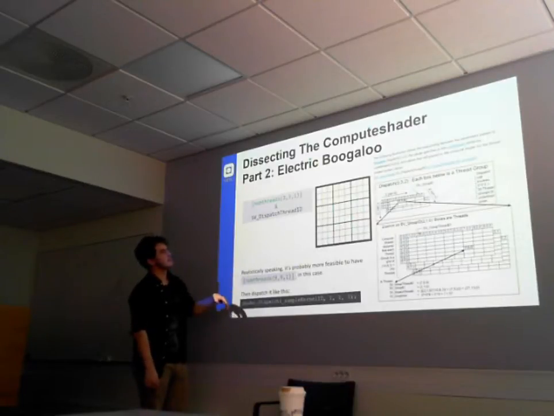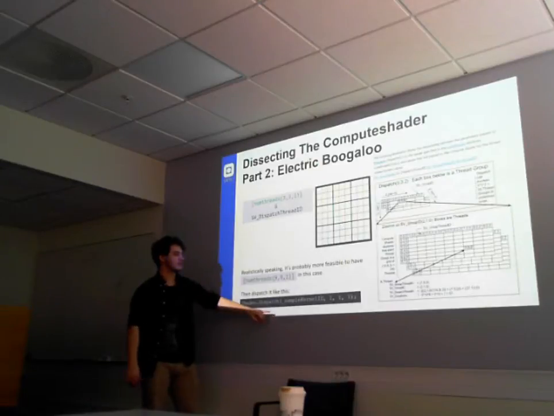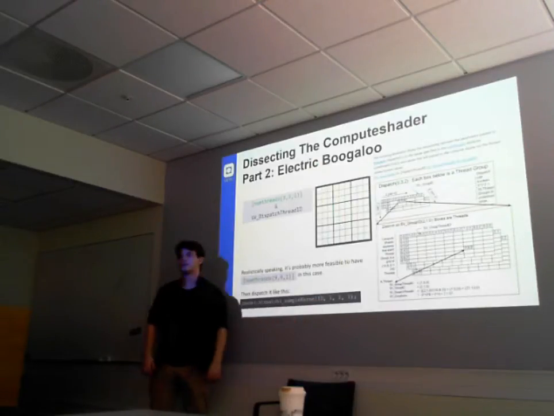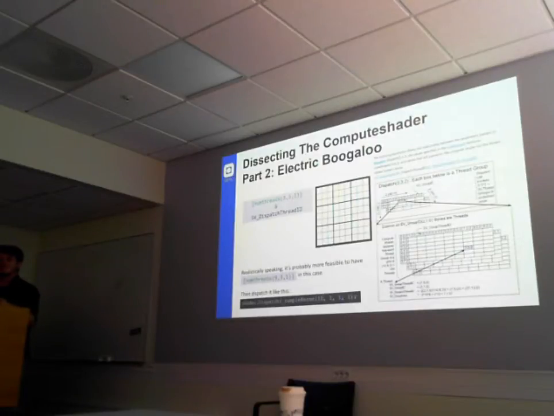So 81, right? In this case. And then you just dispatch with one thread group. Right. Was that any clearer?